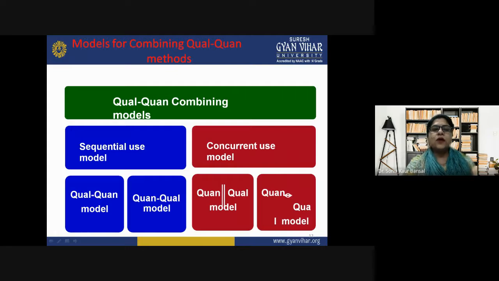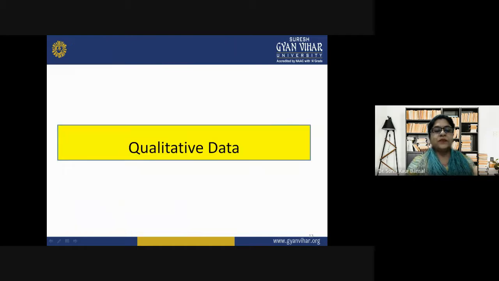Now, let's have a look at the models of combining qualitative and quantitative methods. The combining models are the sequential use model and the concurrent use model. Qualitative and quantitative methods are both used in sequential and concurrent models. Now we are going to focus on qualitative data, students, in the further lecture, so I hope you will understand more carefully from here.